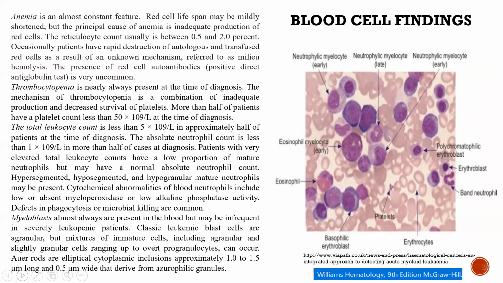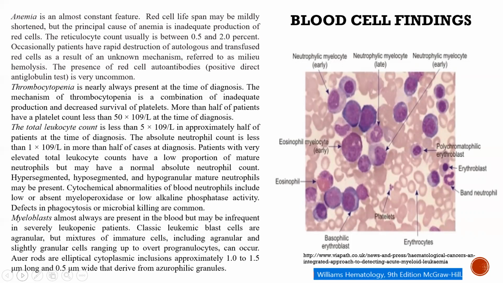More than half of the patients have a platelet count less than 50, where normal is 150 to 300, at the time of diagnosis. The total leukocyte count is less than 5 in approximately half of the patients at the time of diagnosis. The absolute neutrophil count is less than 1 in more than half of the cases at diagnosis. Patients with a very elevated total leukocyte count have a low proportion of mature neutrophils, but may have a normal absolute neutrophil count.